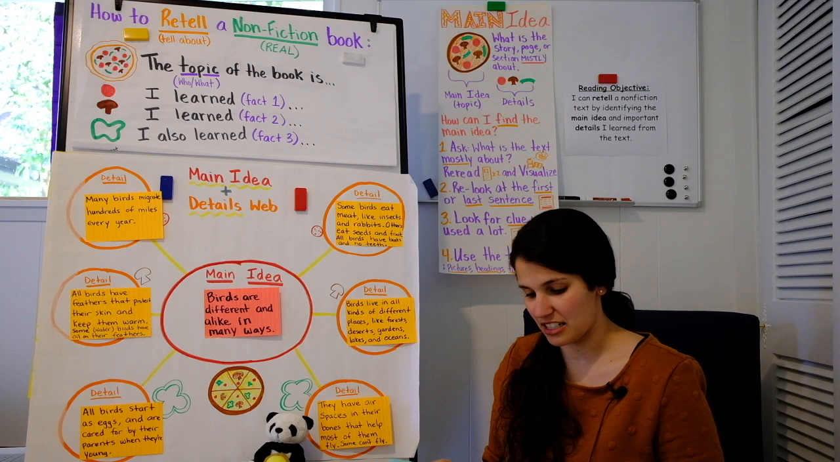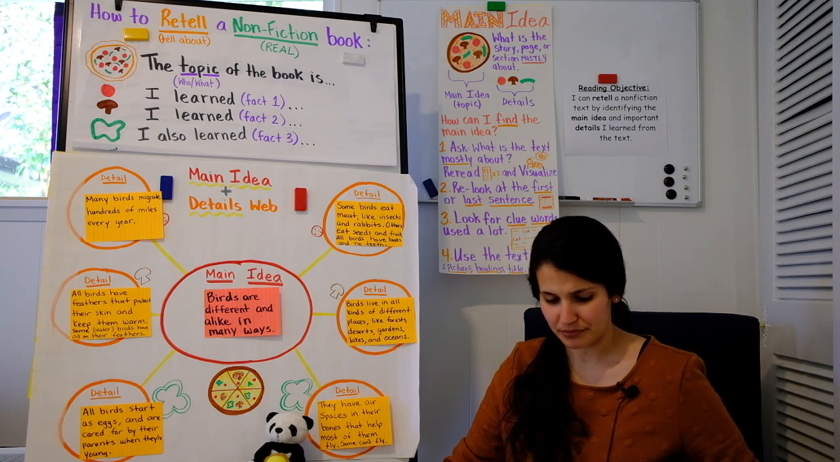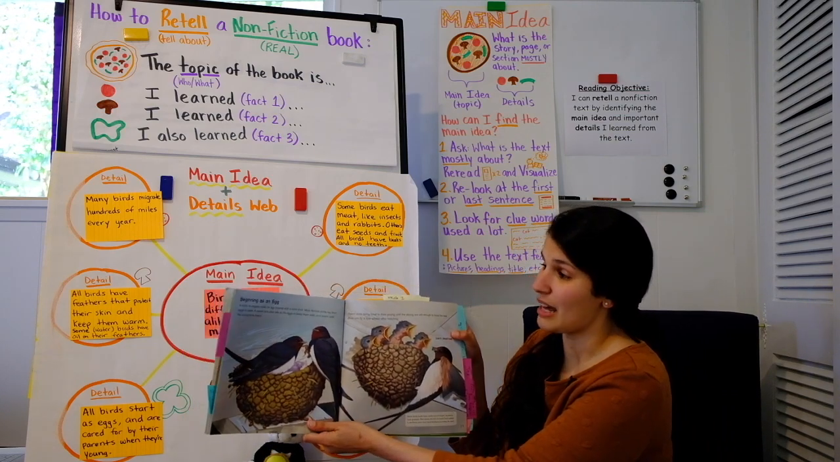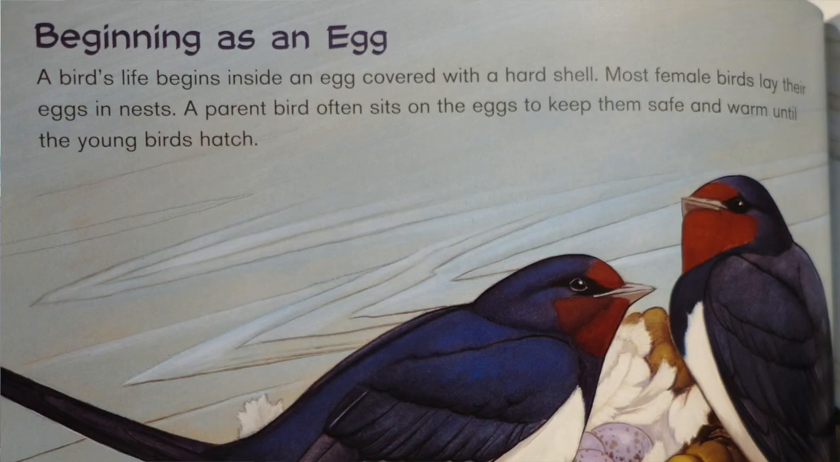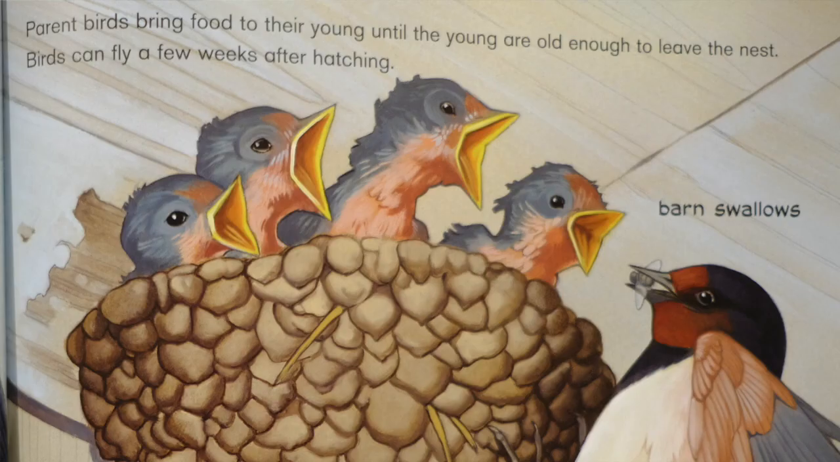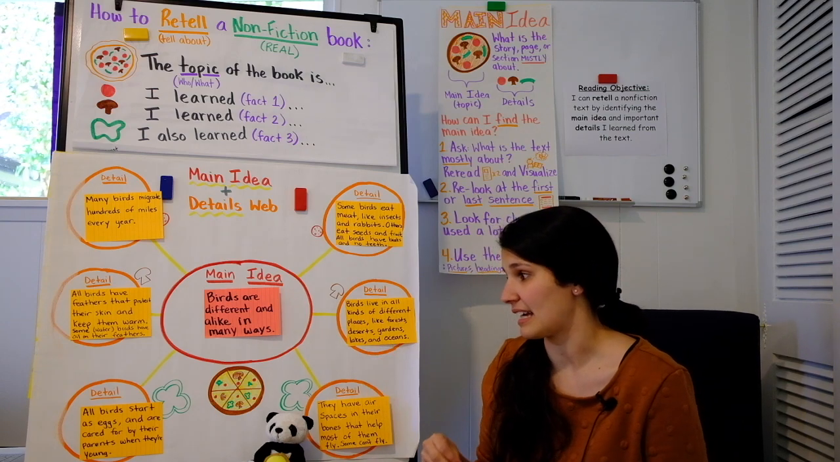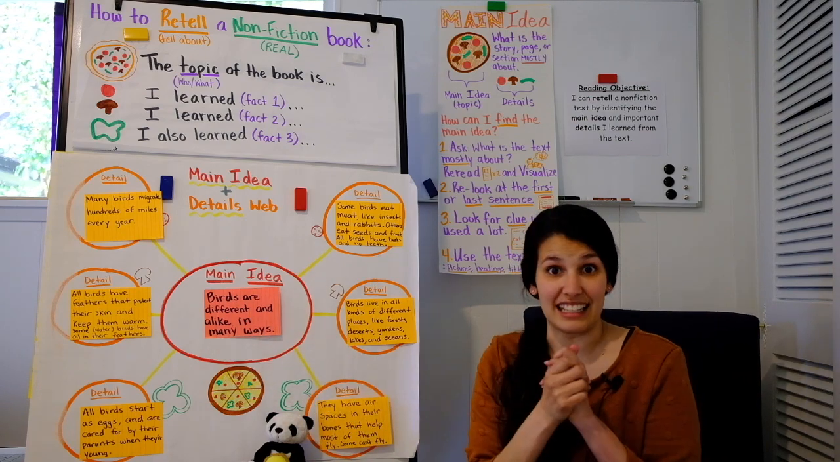That part about them hatching from eggs is also mentioned later on in the book, and I think was something that all birds, since they have that in common, I wanted to list that as a detail. They all begin as an egg, and it also said that the parent birds bring food to their young until the young are old enough to leave the nest. So that's where I got that detail straight from the text. And it shows me some ways that the birds are alike.